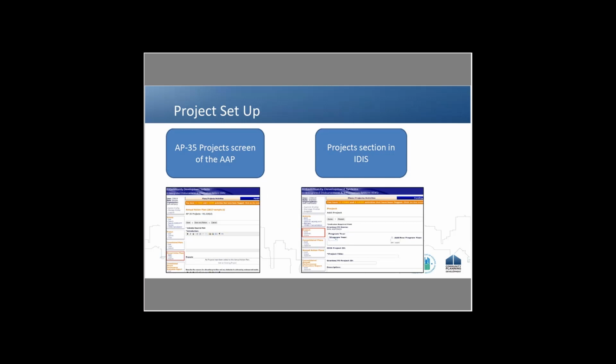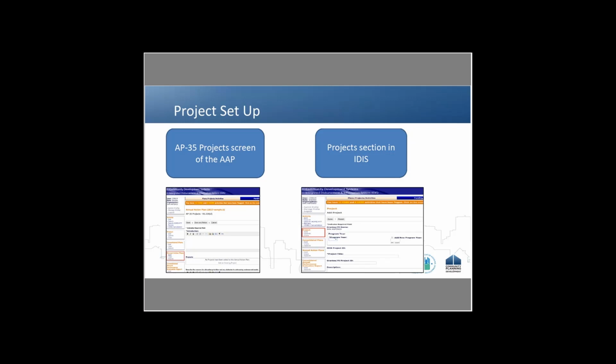But on the AP35 screen, that's where you can add a new project or create those projects for your annual action plan. You can also add projects through the project screen within IDIS, just as you did prior to the eCon planning suite, when you created projects just by adding them through the projects tab. If you choose to add a project not through the AP35 screen, when you search under your action plan, you'll need to make sure that you're adding that project. Let me go ahead and bring back up IDIS so we can look at what that's like.